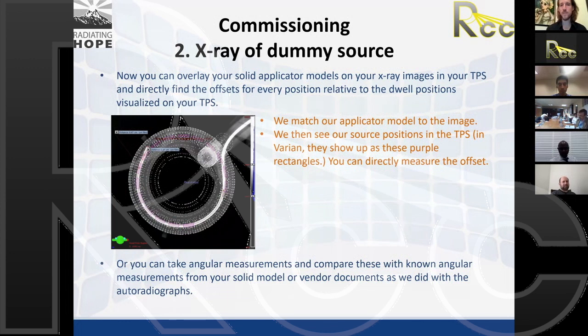Okay, quite straightforward. In the applicator models, we would match our applicator model to the image, then see our source positions in the TPS. Here they show up as these purple squares, rectangles, which you can just barely see. And we can directly measure the offset. Again, we could also use the angular measurements as I described in the autoradiograph section.